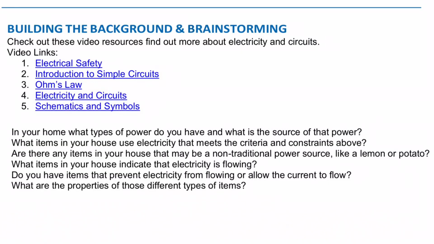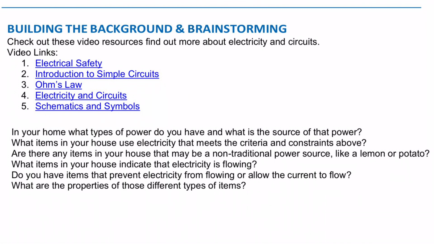Now that you've watched those videos, I want you to answer these questions, which will help give you a better idea of what you're going to design. In your home, what types of power do you have, and what is the source of that power? What items in your house use electricity that meets the criteria and constraints above? Are there any items in your house that may be a non-traditional power source, like a lemon or a potato?